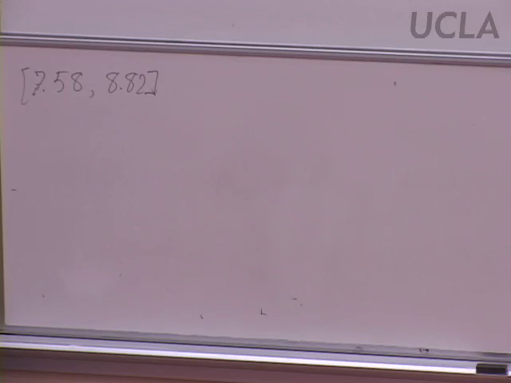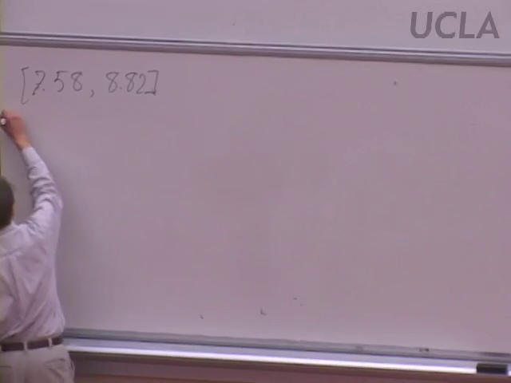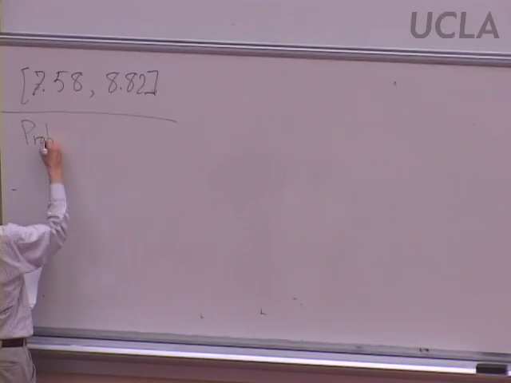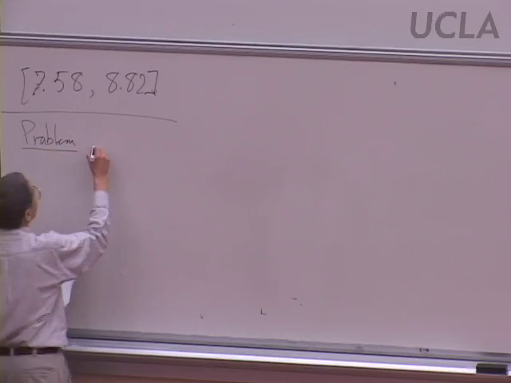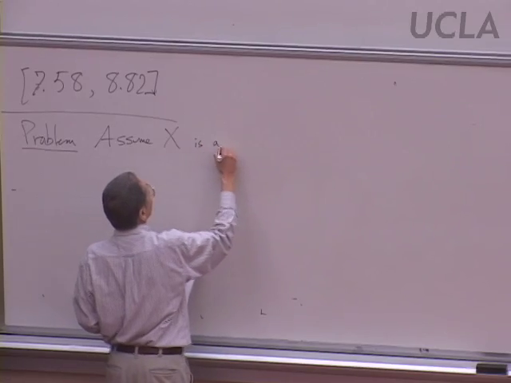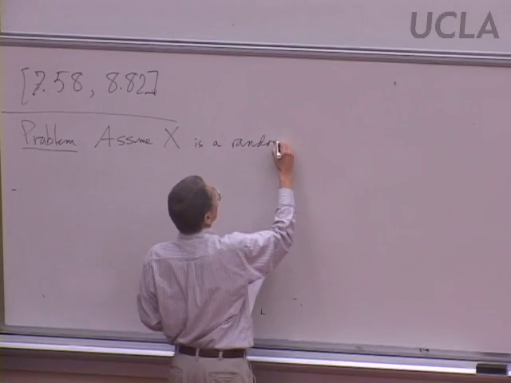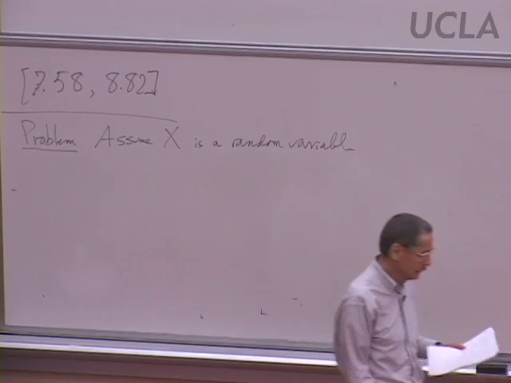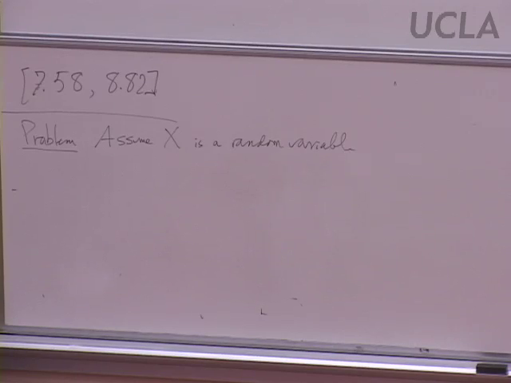Here's a different sort of problem. Going backwards in time, which we'll do today and also on Friday. Suppose we have some random variable, and we want to determine its expected value. And what we're given is the following equation for the cumulative distribution function.